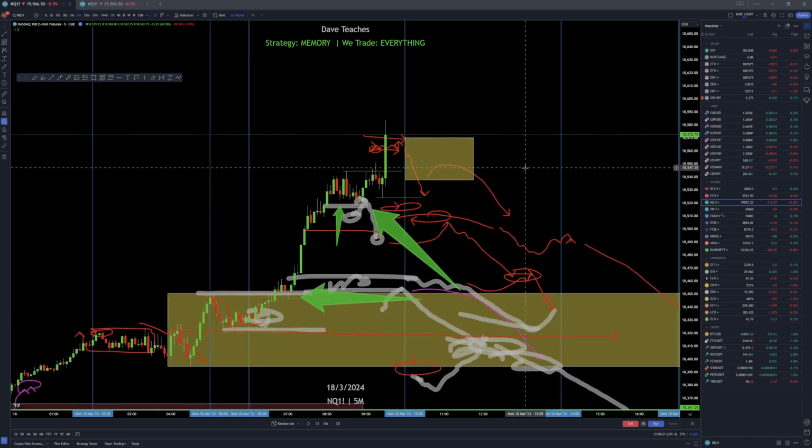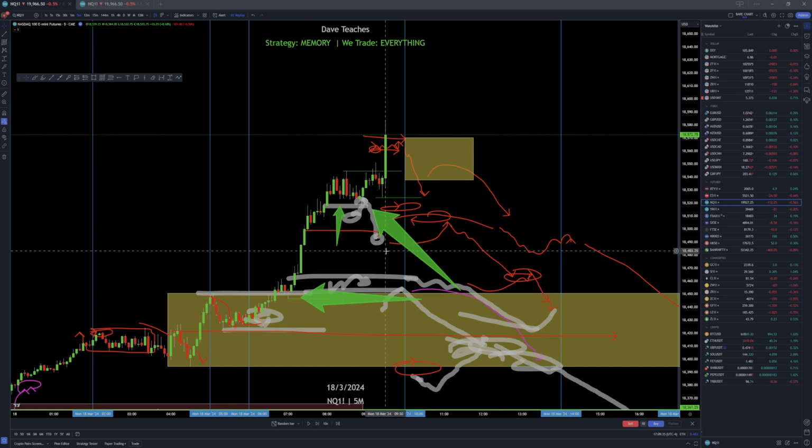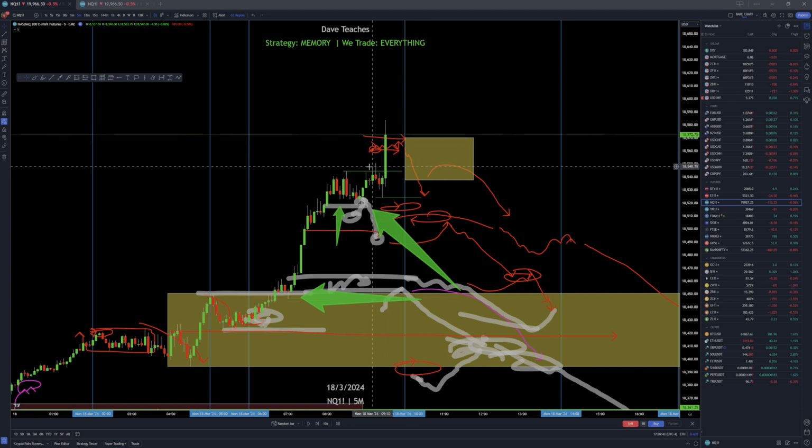What is the job of the last 30 minutes? What is the job of the last 30 minutes of a 4-hour candle? This is 9:30. What usually could show up on the other end of that 4-hour candle?